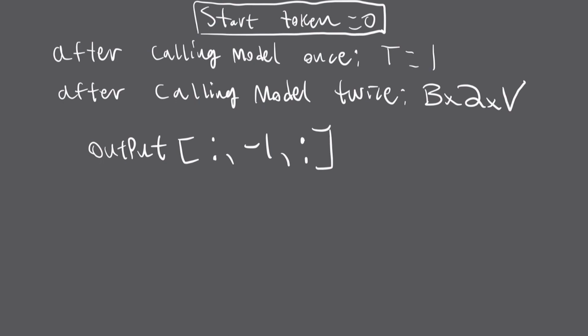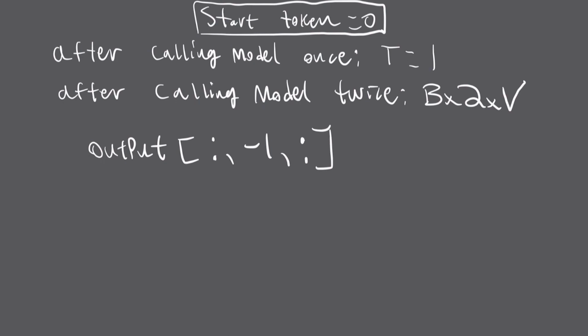So our start token or initial context is just going to be 0 in a tensor, and that will be given. But after calling the model once, it's going to output something that is 1 by vocab size, assuming a batch size of 1 and T equals 1. However, after calling the model twice, right? Because after calling the model once, we append or concatenate the model's output to that initial starting context, that starting token. After calling the model twice, the output is going to be B by 2 by V. And of course, after calling the model 3 times, the output is going to be B by 3 by V. So we only care about the final time step, right?